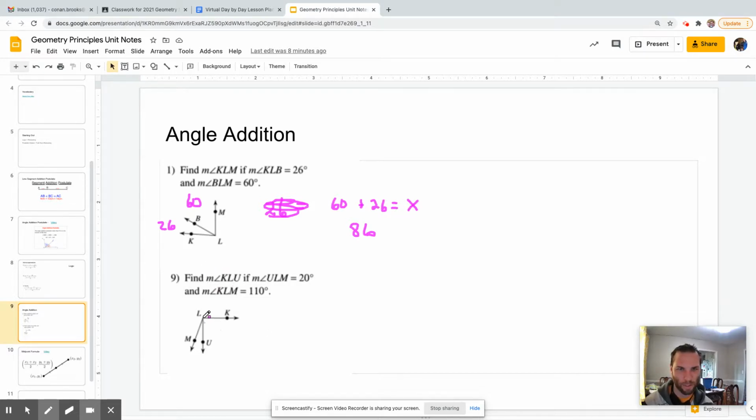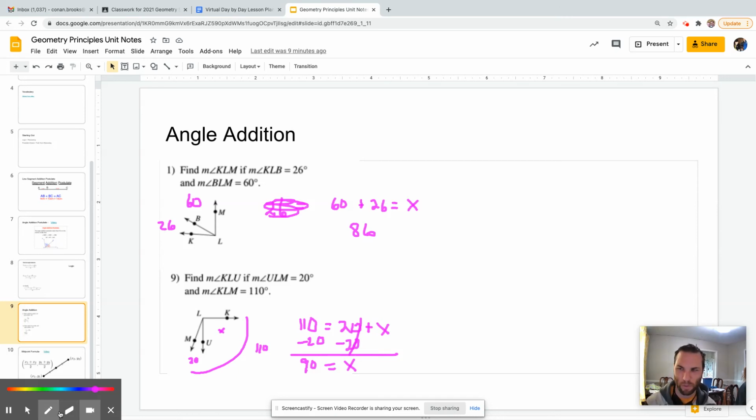All right, so number 9, it says find KLU. So this time we're finding this x. We know that ULM is 20, and we know the total is 110. So 110 is equal to 20 plus the unknown, and then subtract 20 from both sides. And the unknown is equal to 90. Okay, hopefully that helps. Take some time to work the worksheet, and let me know if you have any questions.